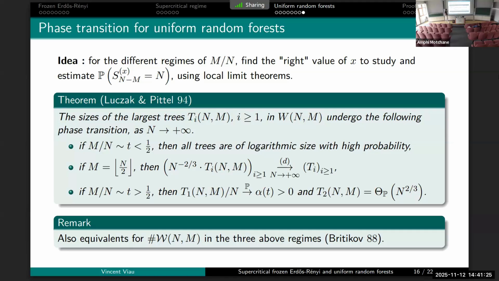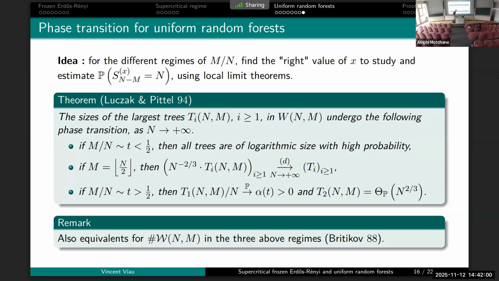And again, thanks to the study of this conditioned random walk, we also have equivalents that I did not write, but we have estimates for the number of forests with n vertices and m edges in the three same regimes that I wrote here, due to Bu­tikov in the 80s. Okay, so we are basically done with the tree limit results we want to prove.